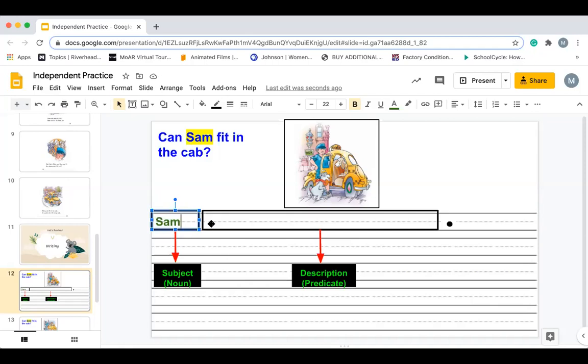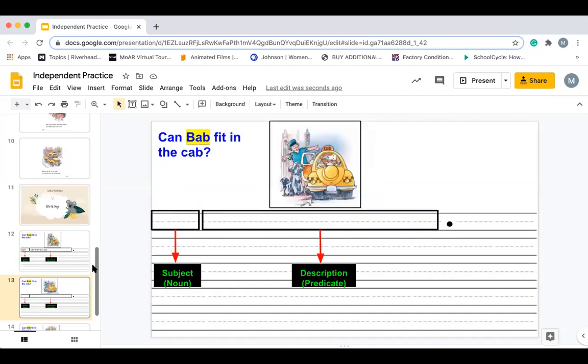So, Sam can fit in the cab. There is a period at the end of the sentence, but if you put a period inside, that's okay as well. So now let's go back and reread. Sam, my subject, can fit in the cab. That is my description about Sam, and I answered the question. You will need to complete the rest.